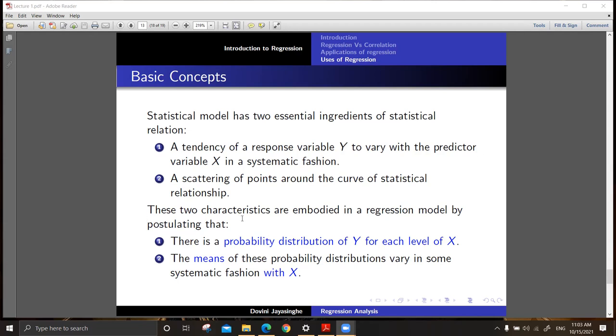These two characteristics are embodied in a regression model by postulating that there is a probability distribution of Y for each level of X. That means the means of these probability distributions vary in some systematic fashion with X. What does it mean?